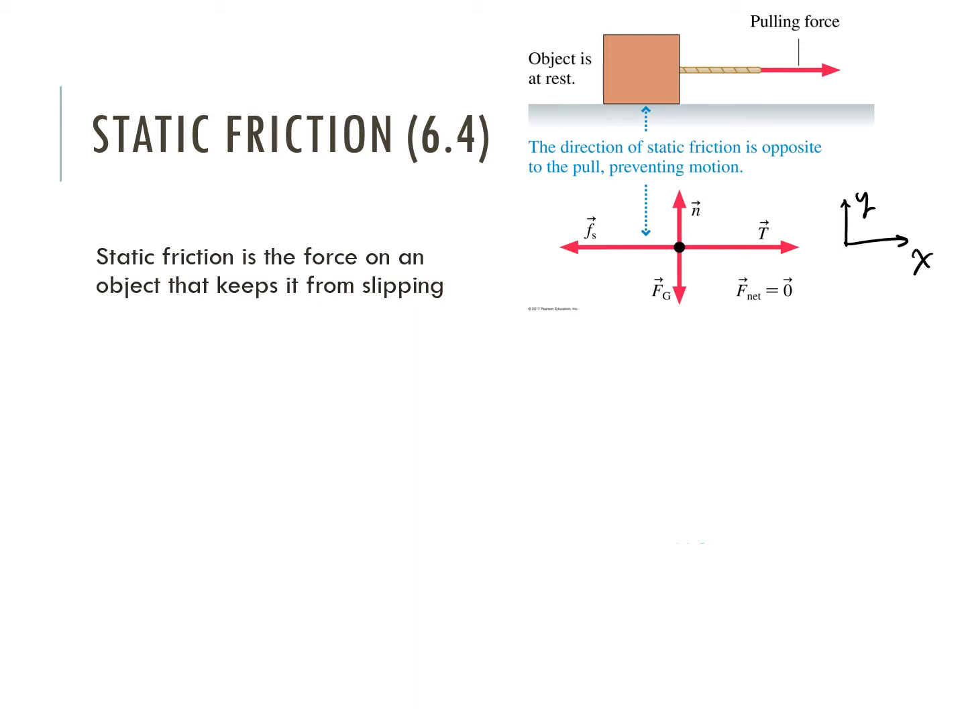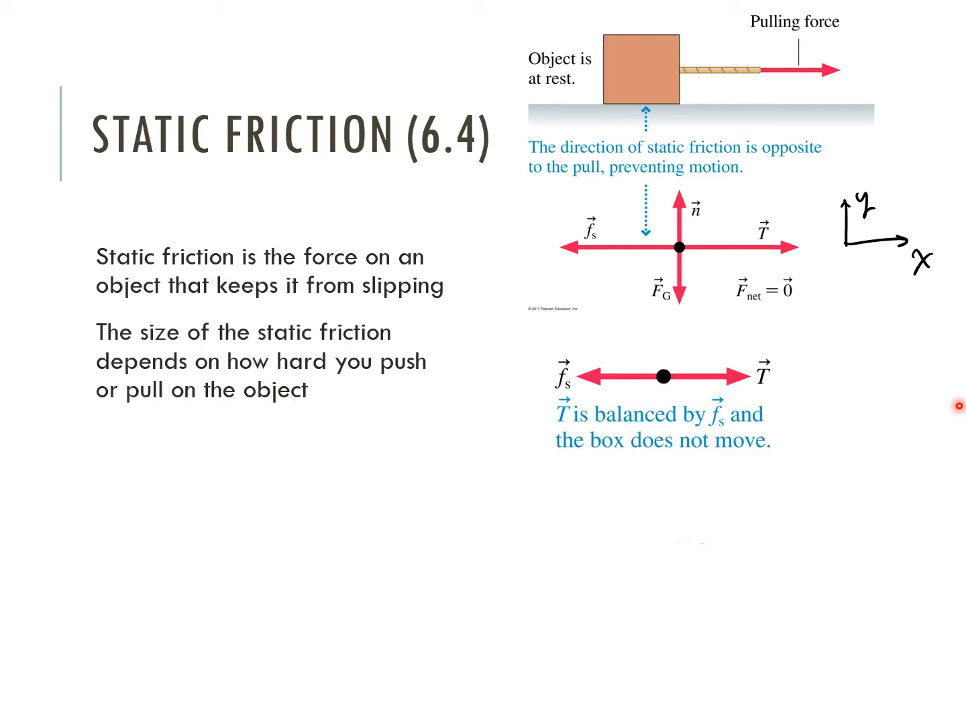Because again, our object is at rest in that given direction. So the size of the static friction actually is going to depend on how hard you push or pull the object. So if you pull a little bit and the box doesn't move, you're not getting the full value of the static force. Because if your object's not moving, so it's not suddenly moving to the left, even though you're pulling it to the right. Right? The static force is perfectly balancing out the tension in the case of this box. It's perfectly balancing it out.